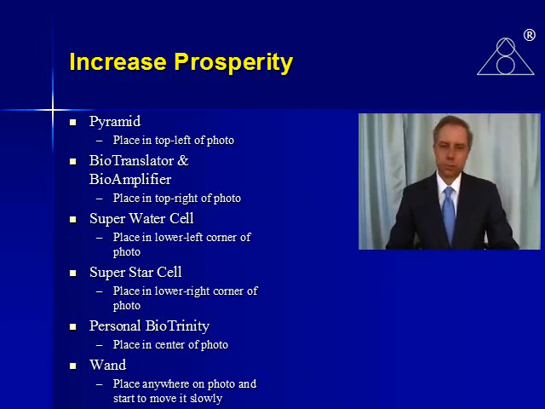The positioning of the tools is important. The pyramid goes in the top left corner of the photograph. The biotranslator and bioamplifier go in the top right corner. The super water cell goes in the lower left corner. The super star cell goes in the lower right corner. Your personal biotrinity goes on the center of the photograph, and then you place the wand anywhere on the photograph.